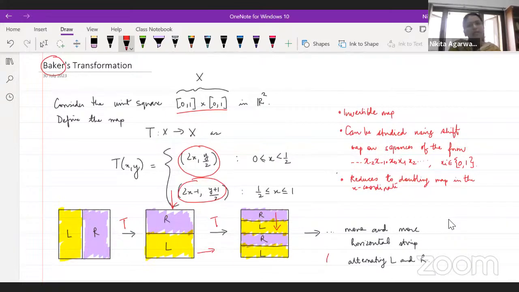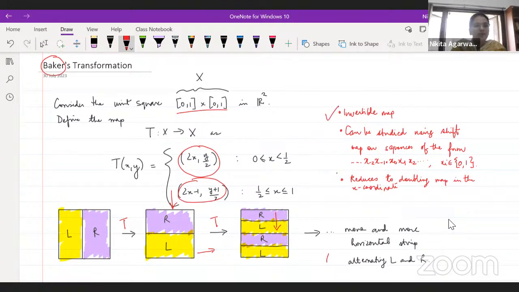So you can imagine that if you apply T again and again, you'll get more and more horizontal strips alternating between L and R. Now the question was, how is it related to doubling map? So in terms of dynamics, they are kind of different because that map was in one dimension, this is in 2 dimensions. So there is more here in some sense. So this map is an invertible map.